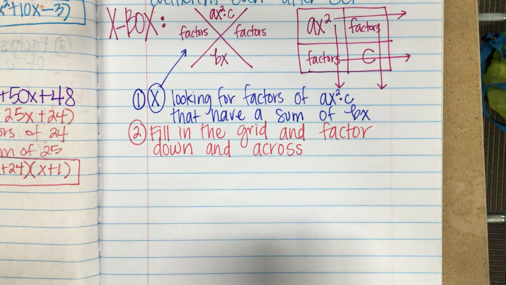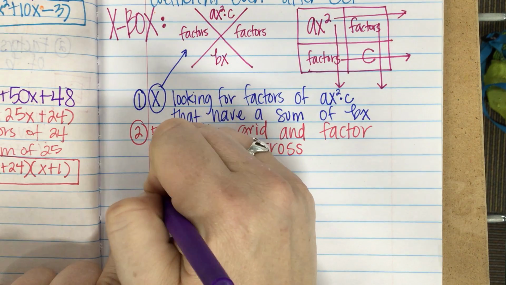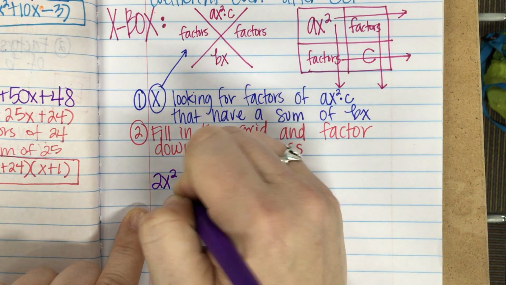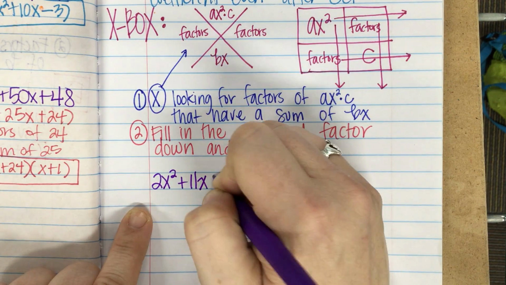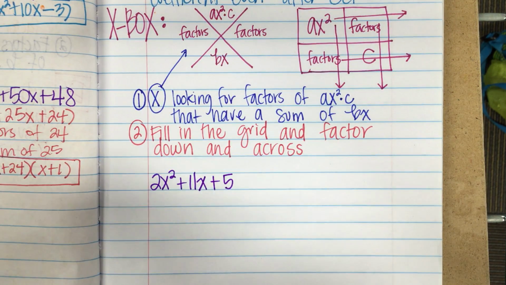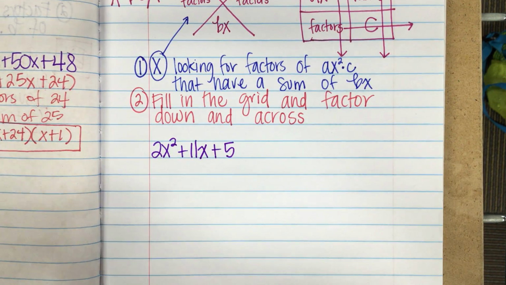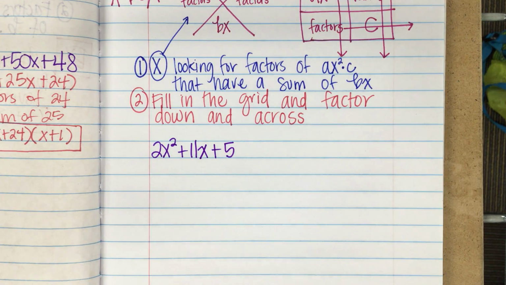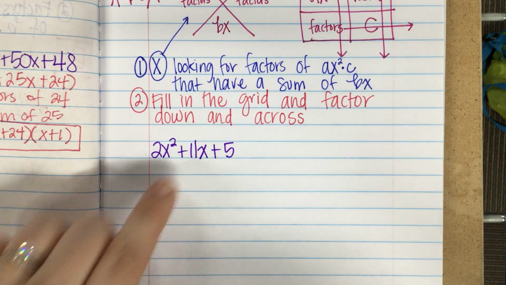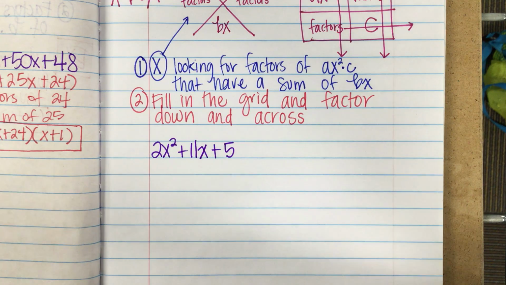All right, so let's try 1. 2x squared plus 11x plus 15. So that's our problem. Oops, that says 5, not 15. It is 5. 2x squared plus 11x plus 5. Sorry, my bad.